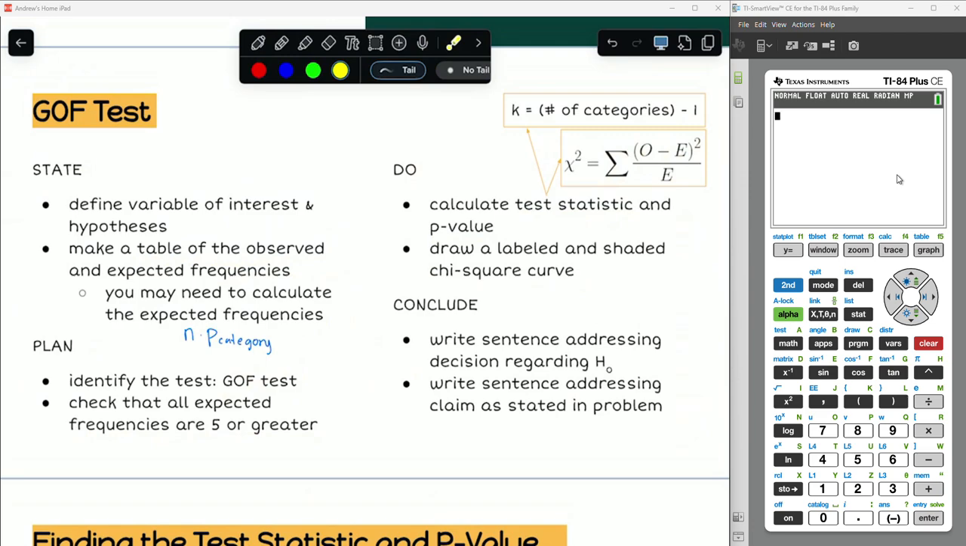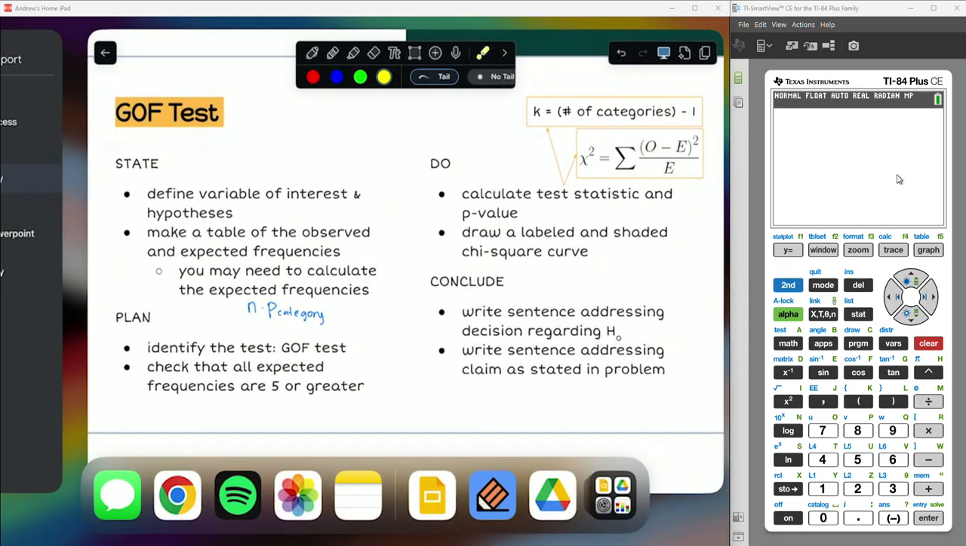Once we finished the do step, we have our test statistic and our p-value, we come to the conclude. We make a statement regarding the null hypothesis, reject or not reject, based on whether my p-value is less than or greater than my alpha. And then I write a sentence addressing the alternative. We're going to review these steps here really quick, and then we're going to do some examples so you can see how it works.